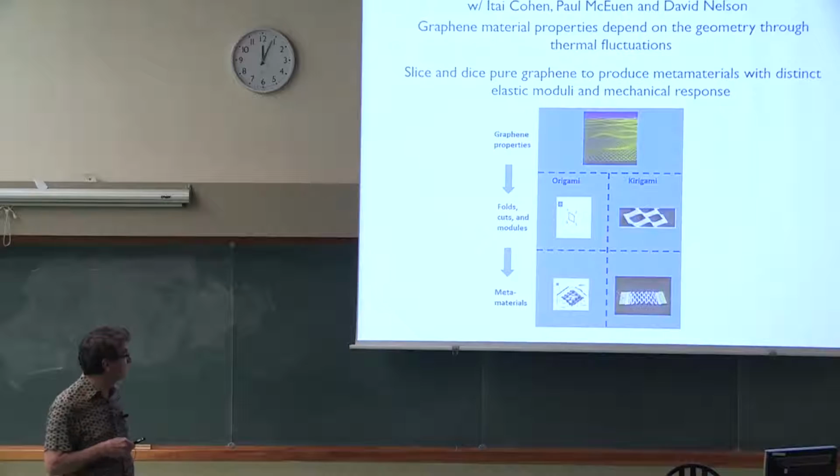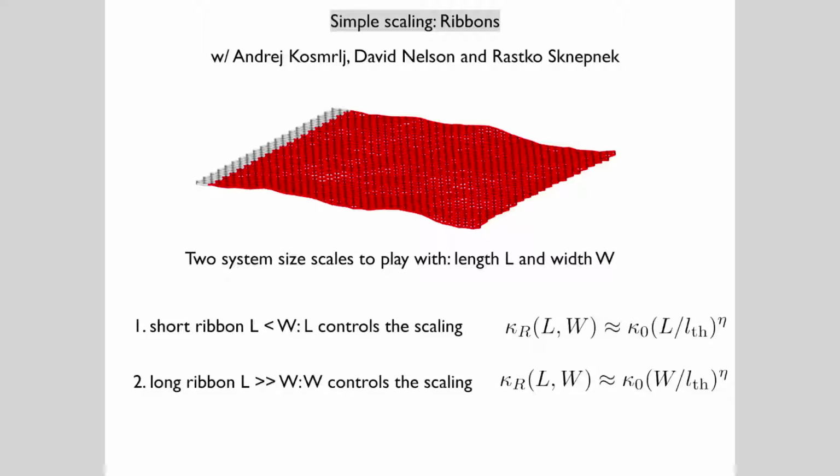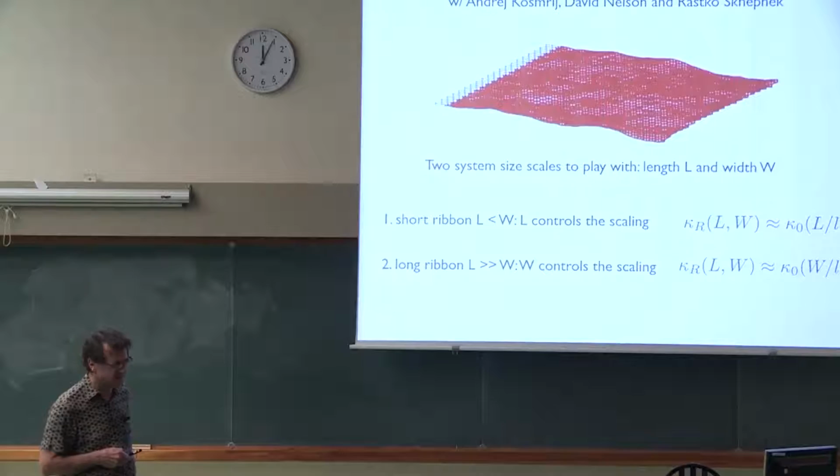So we'd like to understand that so that we can understand bulk materials made from graphene and what properties they will have. With Andre Cosmil, David Nelson, and a former postdoc Ruskus Kometnik, we've been checking these ideas with molecular dynamics simulations. We pin down one edge to simulate the gold pad of the system, and then we play with the length and the width of the system.